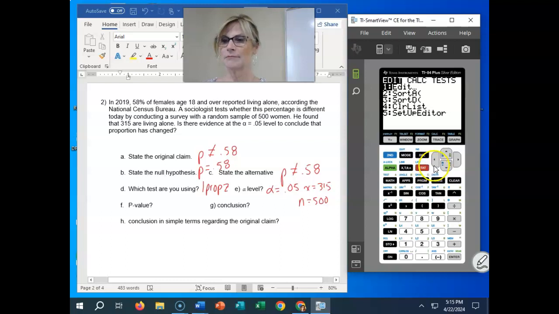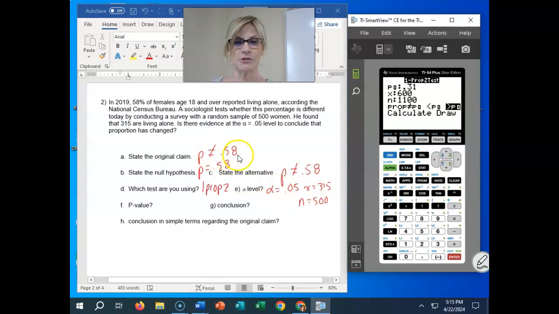Stat, test, one prop z-test. The proportion is the proportion you're testing against, 58%. X, we have 315 women out of a total of 500. And remember, this is the direction of your alternative. It has to look just like your alternative. Our alternative is not equal.